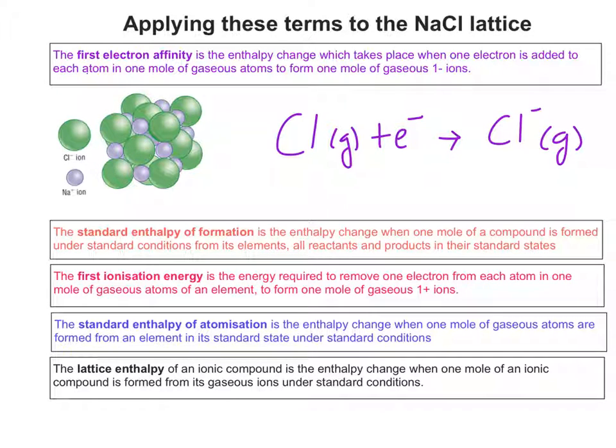So looking at the chlorine this time, the chlorine atoms are in gaseous form, or they've been atomized, so then what has to happen is they gain an electron, 1 electron for each individual chlorine atom in gaseous form, and that forms gaseous chloride ions.